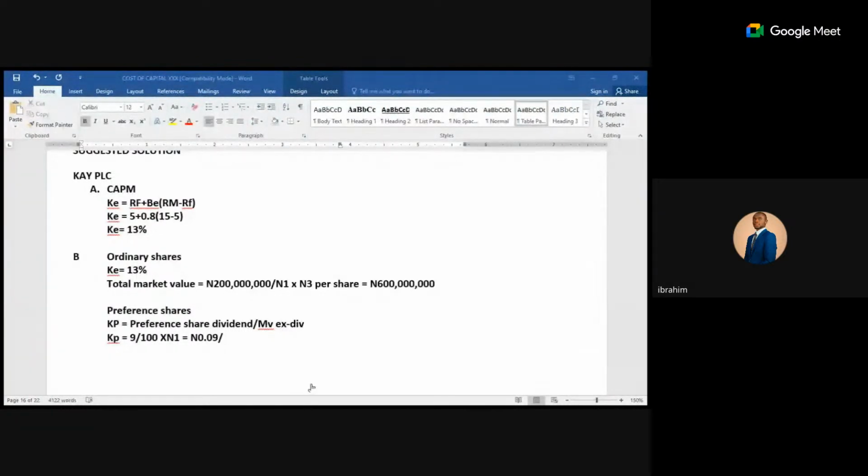So divided by the market value ex-dividend. What is the market value ex-dividend? 0.90, right? So what is the cost of preference shares? 0.1, 10%. That's 10%.